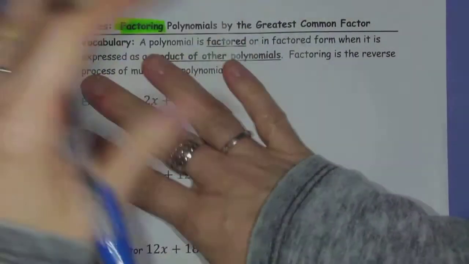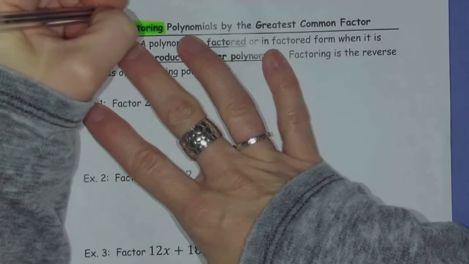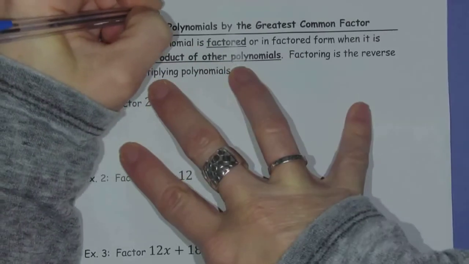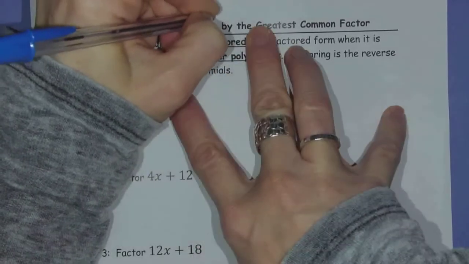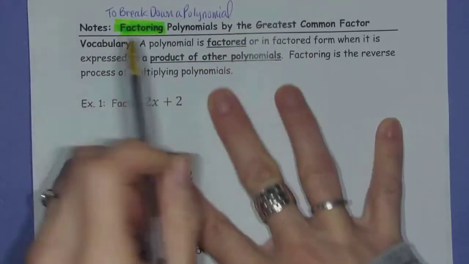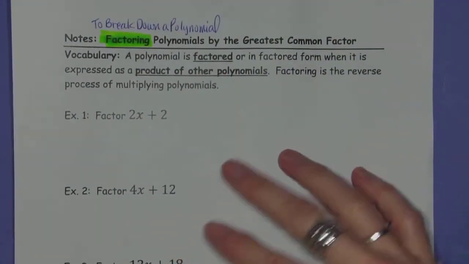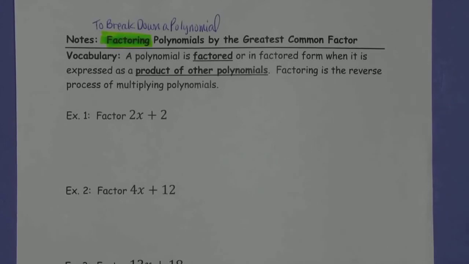Factoring to me, now this is Callahan terms, factoring means to break down a polynomial. Now, right now that doesn't make much sense to you, the Callahan definition, but it will. You sort of take a polynomial and you break it down into parts, so to speak.